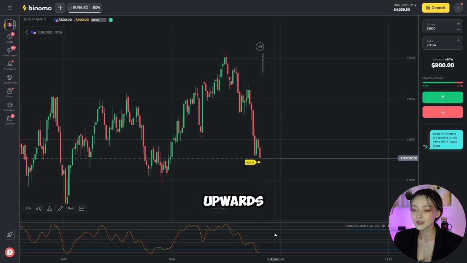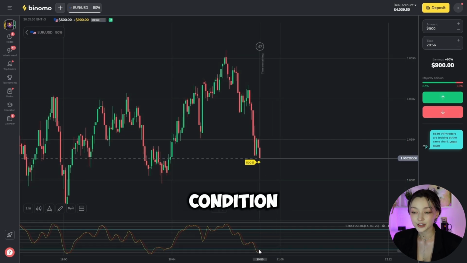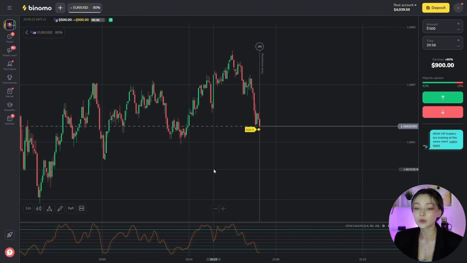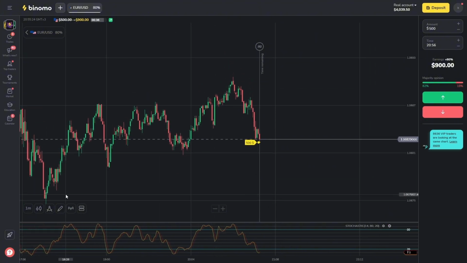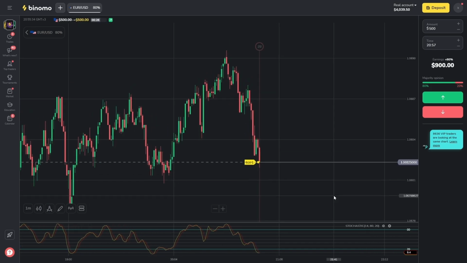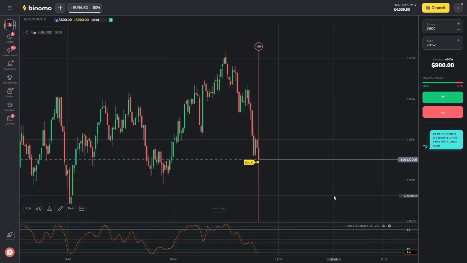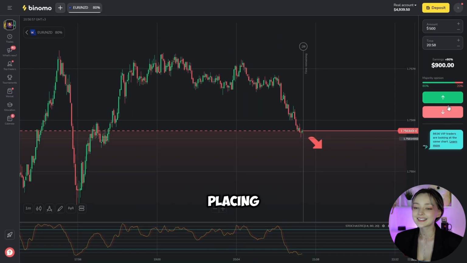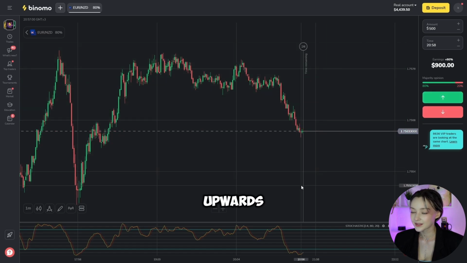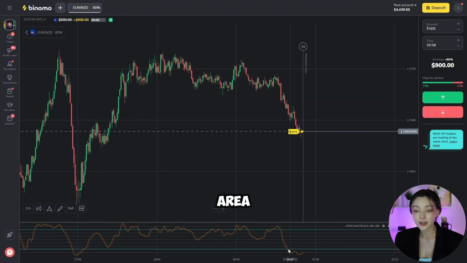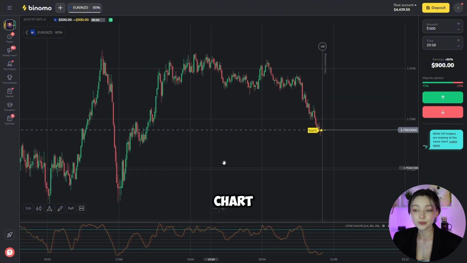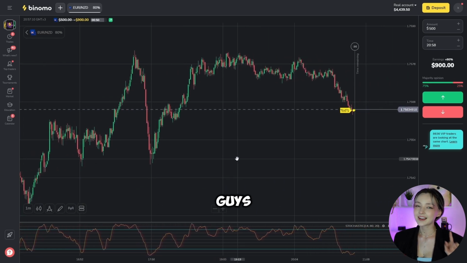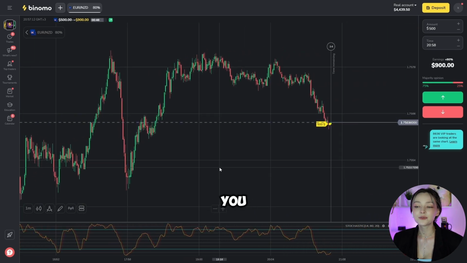Placing the trade upwards, we can see stochastic has entered the oversold chart condition area, and if we zoom out, we'll see the overall price course setting up. Our trade closed in a profit. So, placing another $500 upwards, we can notice stochastic has entered the oversold area, and besides that, the general chart motion is upwards. Let me give you guys another advice. It's gonna help you find more accurate entry points.